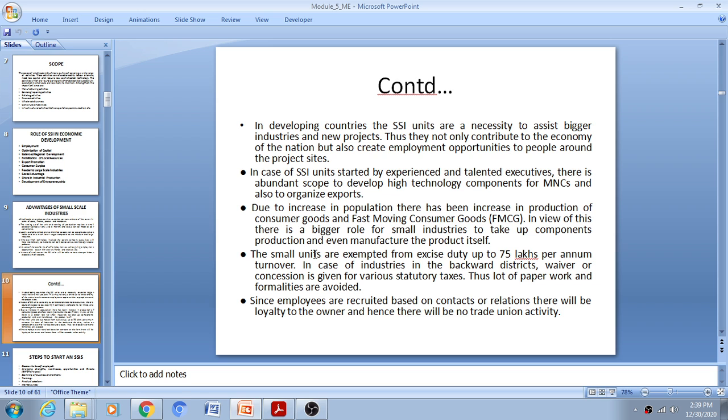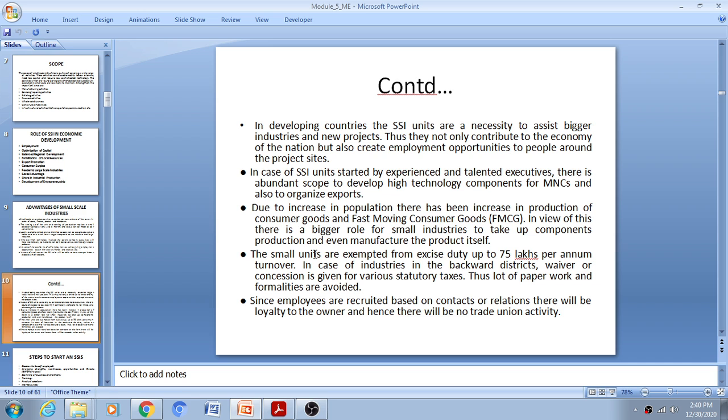The next one is due to increase in population, there has been increase in the production of consumer goods and fast moving consumer goods, FMCG, what we call it as. In view of this, there is a bigger role of small industries to take up components production, and even manufacture the product itself. Right. So a small scale industry, if it is not capable of producing a product as a whole, can also produce the components that go into the production of a particular product.